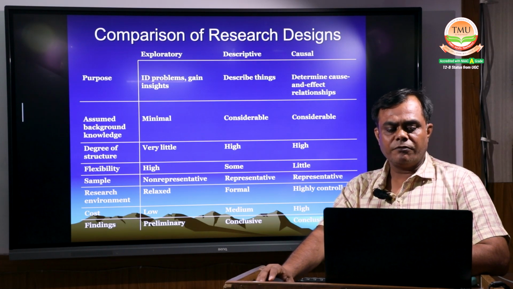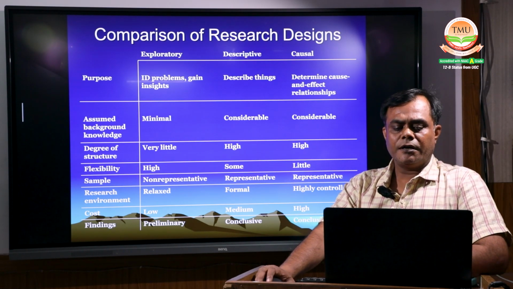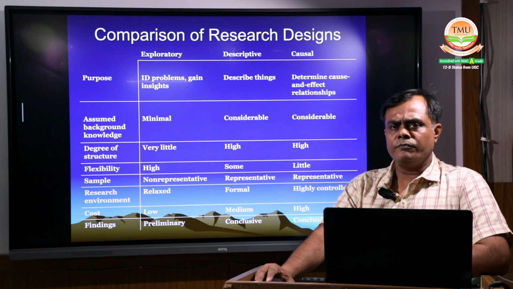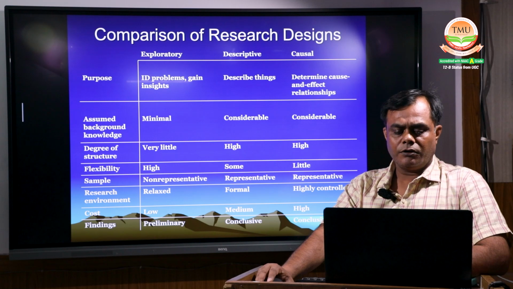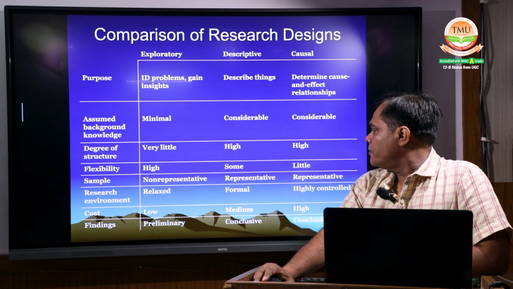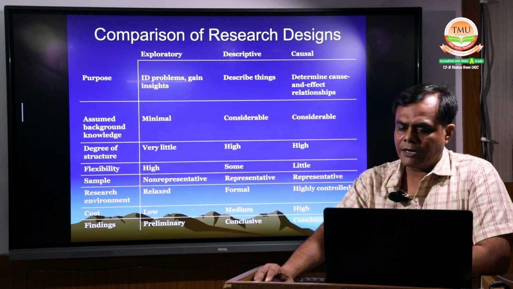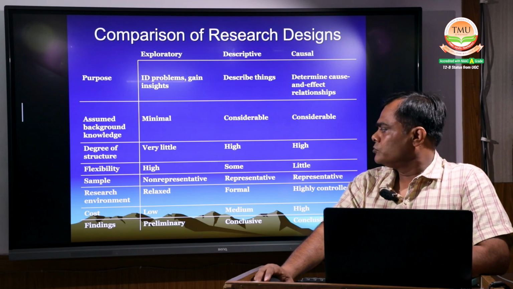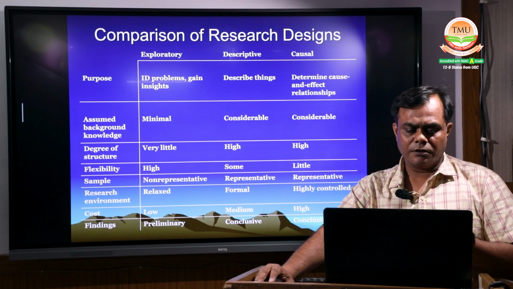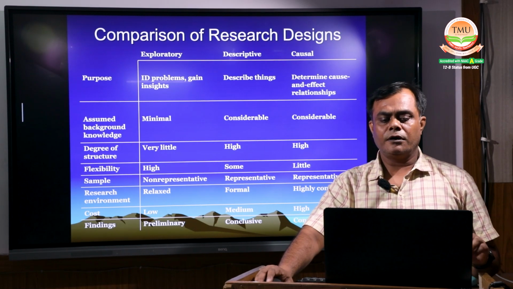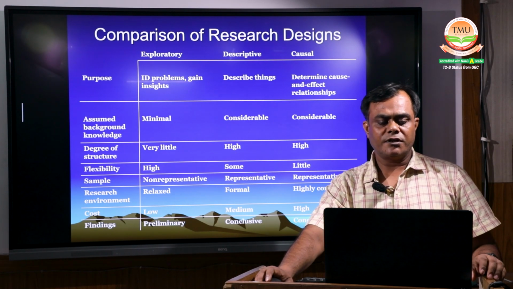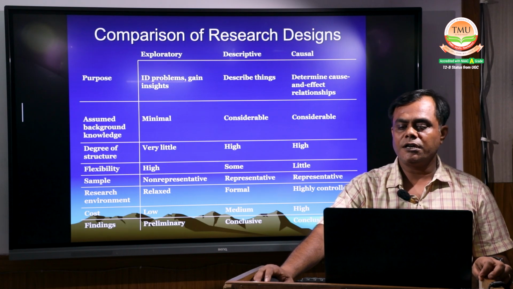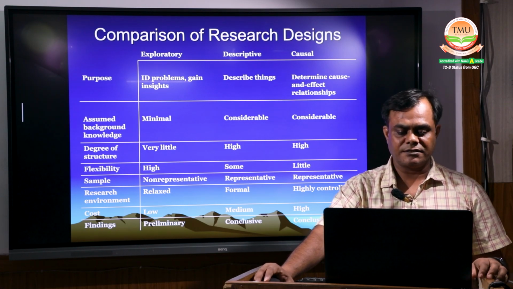On the basis of flexibility, exploratory research is relaxed. There is a very relaxed flexibility. On the other hand, descriptive has a formal structure, and causal has very high control. So if we are talking about flexibility, in exploratory research there is high flexibility, and on the other hand, causal has very little flexibility.